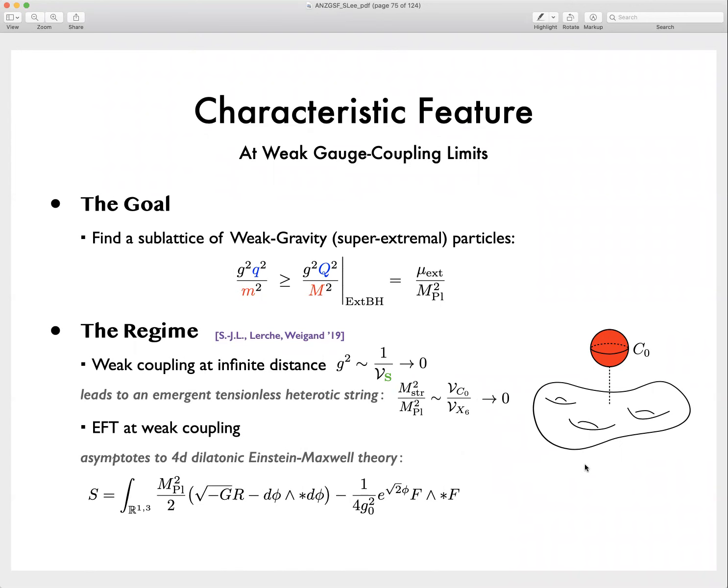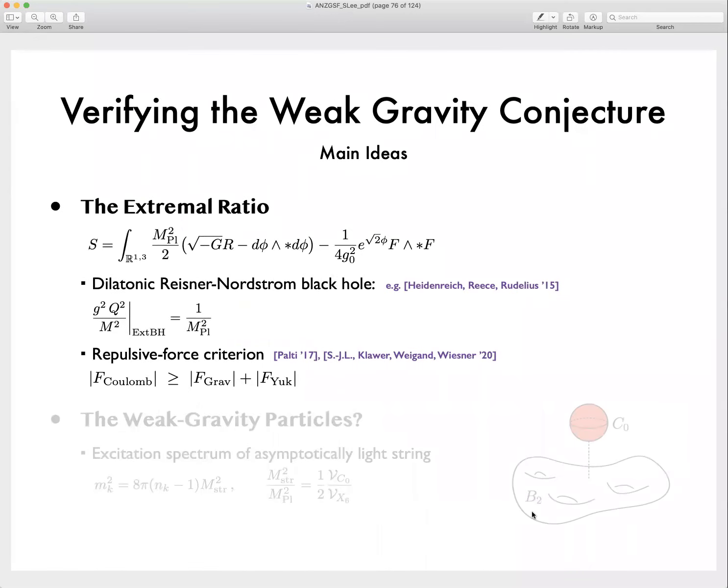Also, I've claimed in part 1 that we derive the precise parametric behaviors of the Kahler parameters. Using this information for class 1 limits, we can observe that the EFT of photon and graviton asymptotes to a dilatonic Einstein-Maxwell theory. Here, the dilatonic coupling is computed in this particular form, e to the square root 2 times phi. In order to address the weak gravity, we first need to check the extremal charge to mass ratio for dilatonic Reissner-Nordstrom black holes in this theory. The asymptotic EFT action, which we just derived, tells us that this mu_ext is just 1. As a quick side comment, we can split this number 1 into 2 halves to separate the gravity and the dilatonic contributions. Such a split has a direct analog in the so-called repulsive force criterion for the weak gravity particles if they are present.